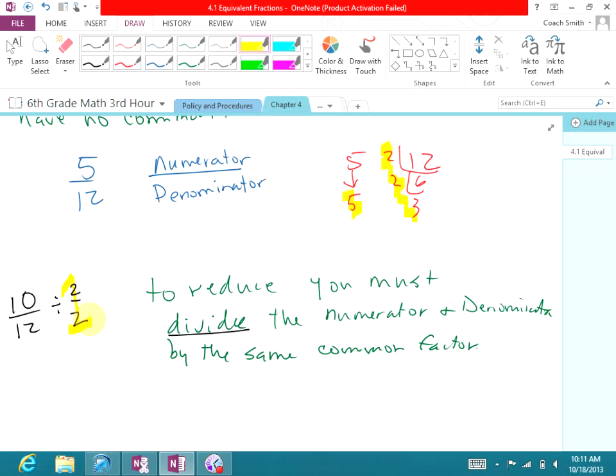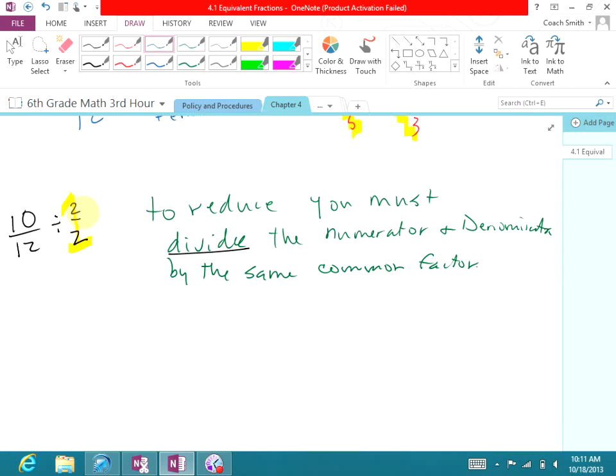Now, what I can't do here is this. I can't take and divide, I'm going to divide 10 by 5, and I'm going to divide 12 by 4. Okay? No, that is not an equivalent fraction. That's a wrong answer. Okay? So you have to have the same number dividing to the top and to the bottom. So, when I divide 2 into 10, that gives me 5. When I divide 2 into 12, that gives me 6.